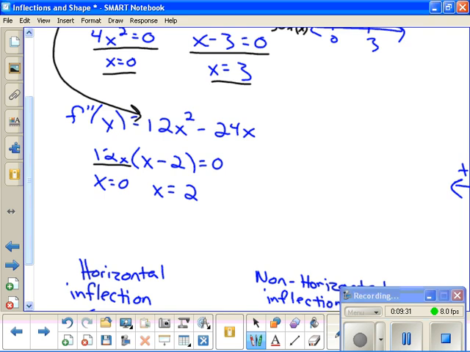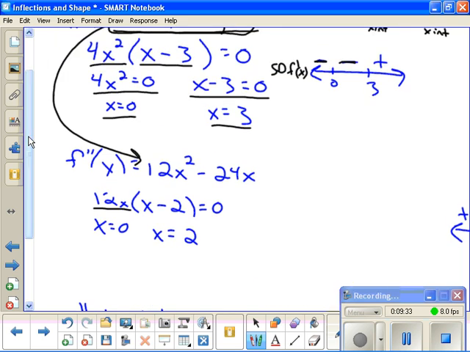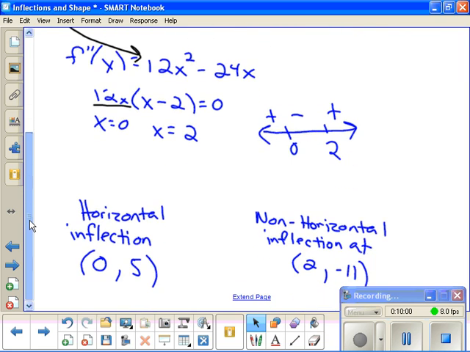So now I know something else. Notice the 0 appeared here again. So something's taking place at 0. And something's taking place at 2. So what does that tell me? Well, when I go back to the previous function, this is my sign diagram. It's positive, then it's negative, and then it's positive again. So it's changing direction.